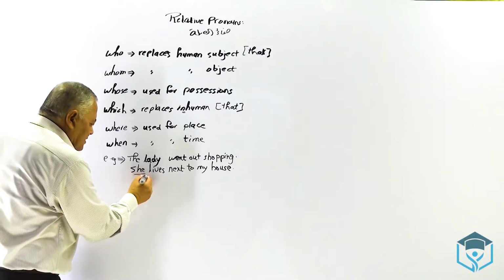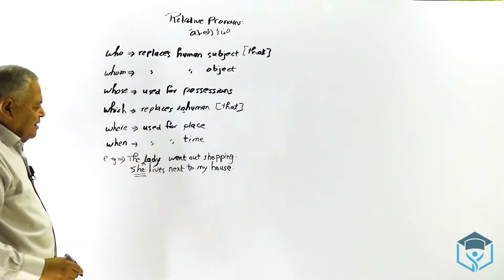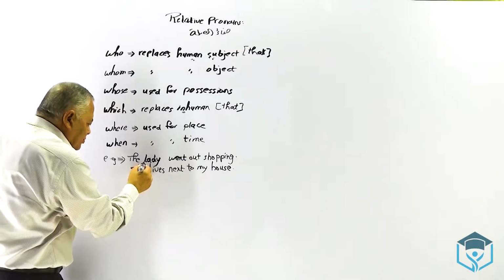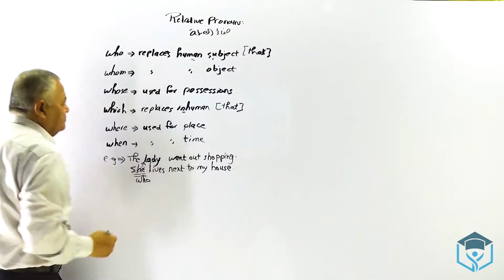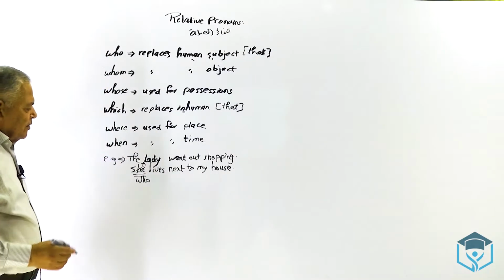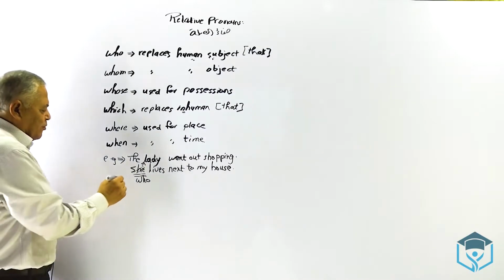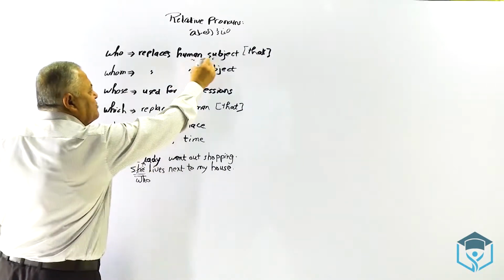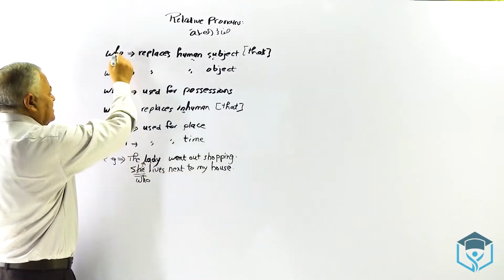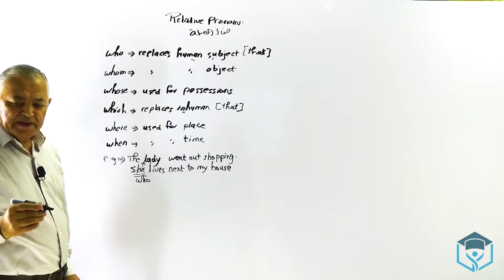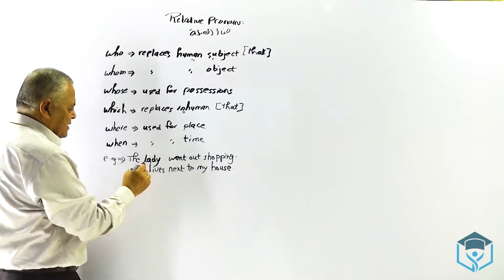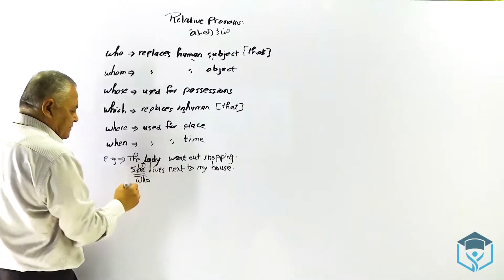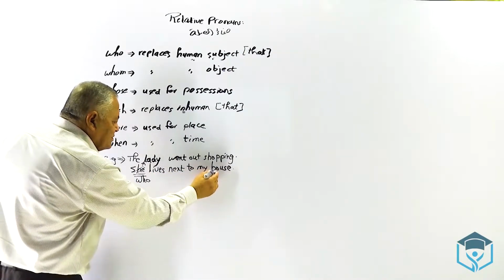The pronoun she refers to lady, and because she comes as a human subject, drop she and use who instead. The sentence becomes as follows: the lady who lives next to my house went out shopping. Again, the lady who lives next to my house went out shopping.